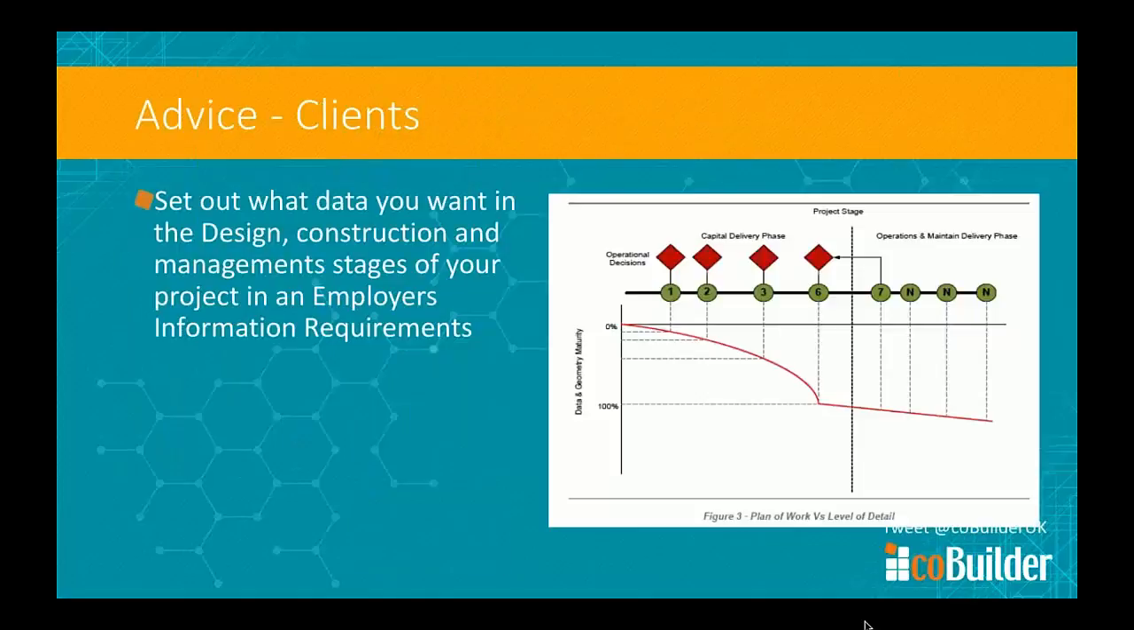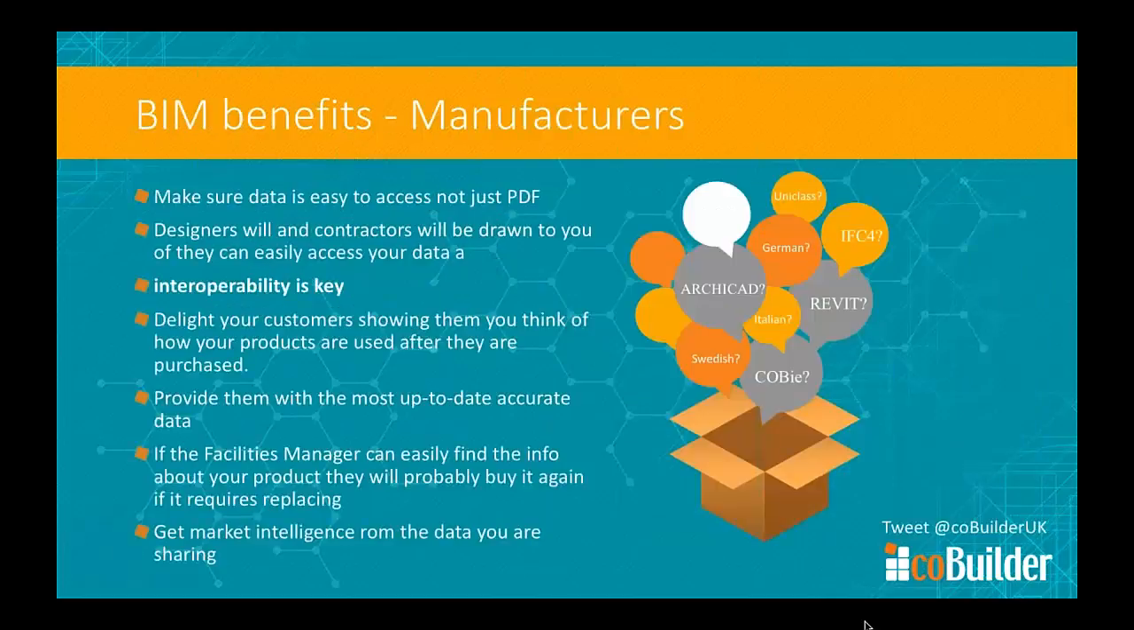So to finish off before questions, my advice to you guys on the call, if you're a client, you need to set out what data you actually do want and when you want this data. So what data do I need at the design phase, the construction phase, and the FM phase? And this needs to be clearly set out within the employer's information requirements so that the supply chain understands what they need, what they must deliver. And the client, and especially for facilities management, asking for data up front that they can then utilize to manage their assets, their infrastructure or buildings effectively.